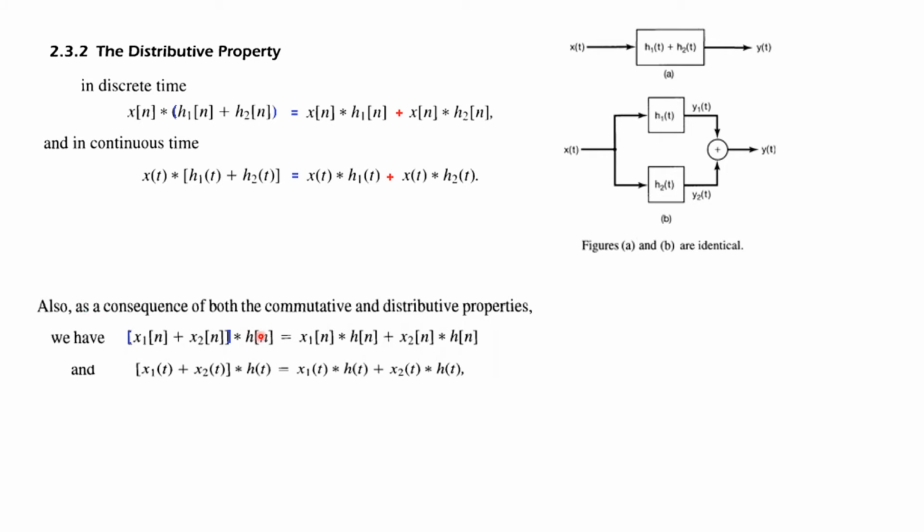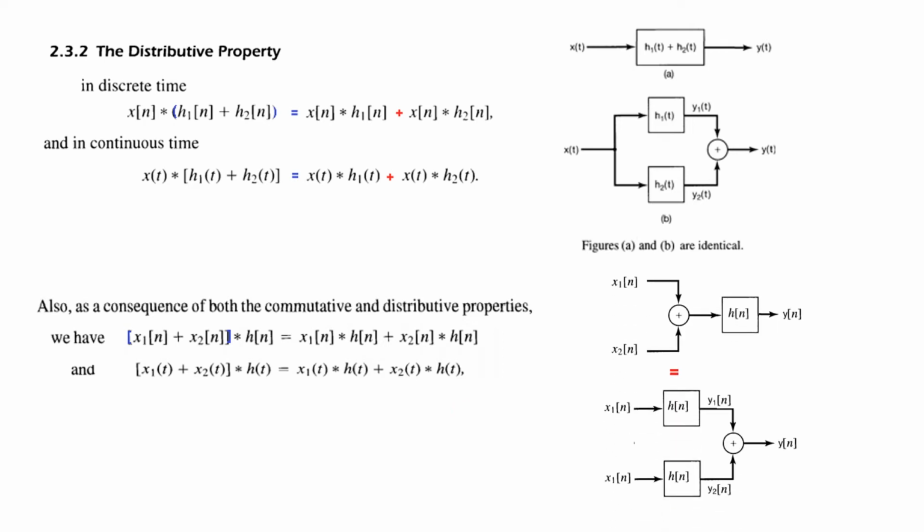Okay, as a consequence of both the commutative and distributive properties, we have another property: if we have two inputs x1 and x2 and they are convolved with h[n], this can also be written as x1 convolved with h[n] plus x2 convolved with h[n], and similarly for the time domain.